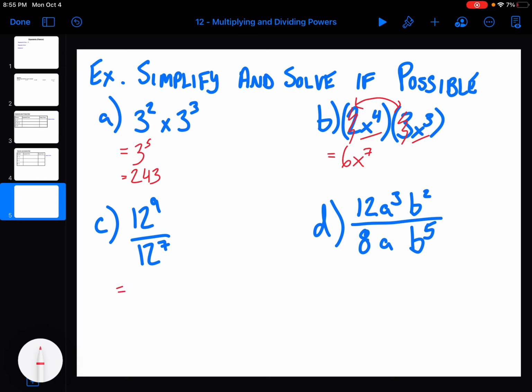Okay, same thing over here. I'm going to write it as a single exponent first, because 12 to the 9 is really big, but 9 minus 7 just gives me 12 squared, and I know 12 squared is 144.